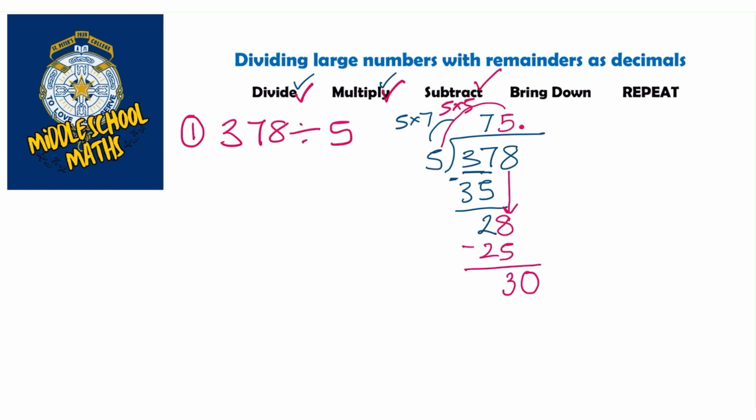Now, looking at our 5 and our 30, we have to ask ourselves, how many times does 5 go into 30? Through our times tables, we know that 5 times 6 is 30. So, we can say that the final answer is 75.6. And that is how you can change the remainders into decimals.